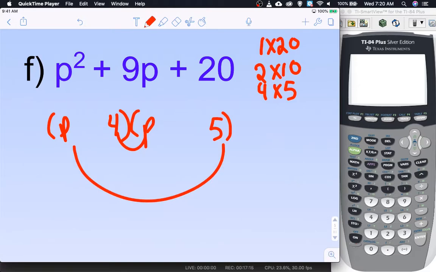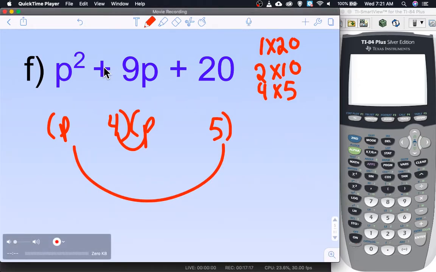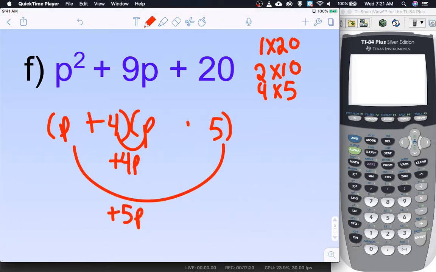And everything's going to be positive. I can see the signs are going to be the same. The bigger number is positive. This is going to be a 4p positive. This is going to be a 5p positive. That's a plus. That's a plus. And we're good.